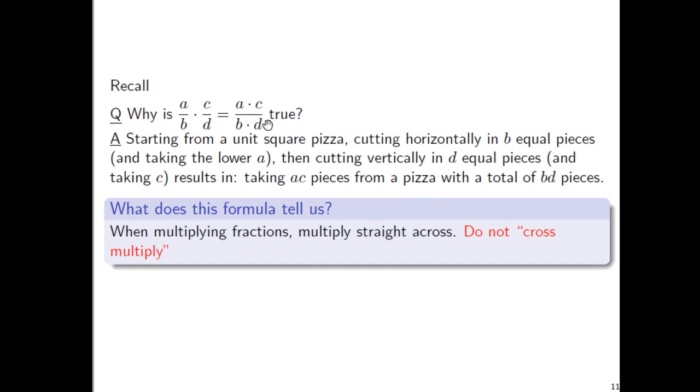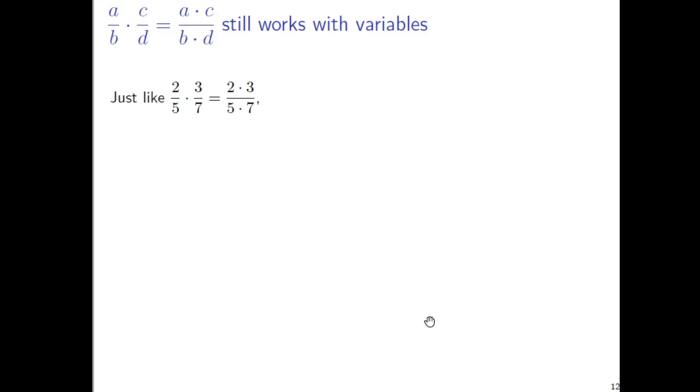What does this formula tell us? Just as a reminder, when multiplying fractions, just multiply straight across. Do not cross multiply. This fraction multiplication rule, in fact all of what we're looking at today, works the same whether your fractions have numbers or variables. Just do the same thing. Be very consistent. Apply the same train of thought.